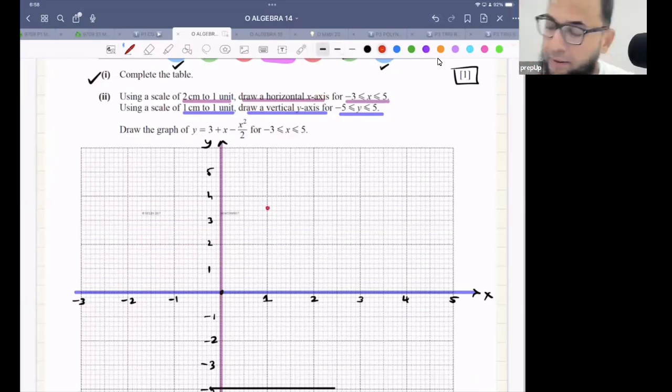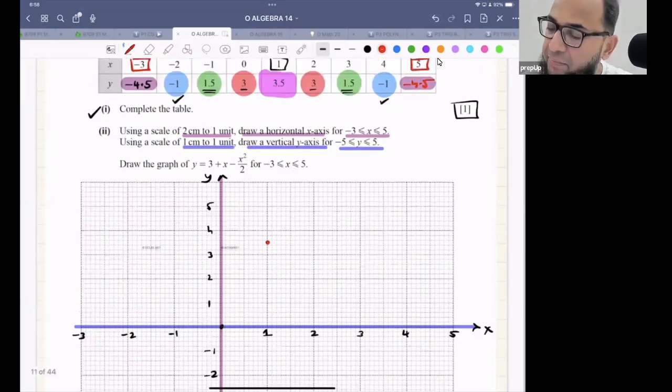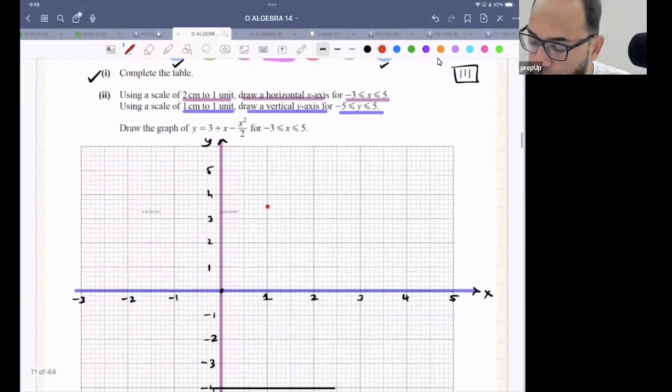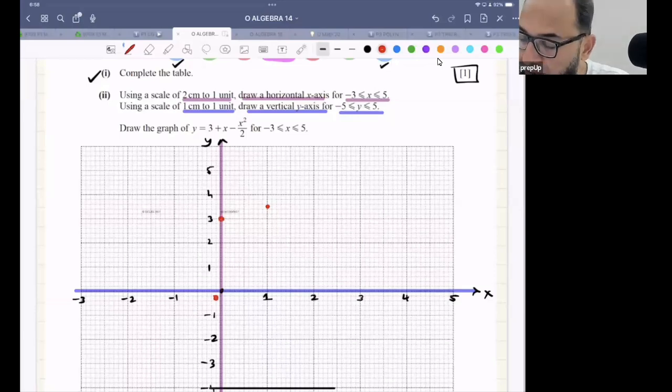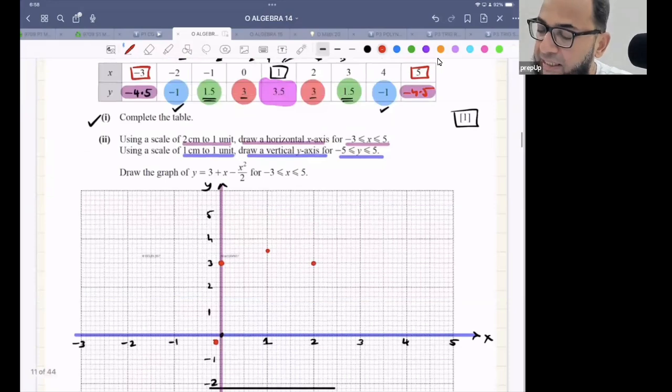Okay. And then 0 is giving me 3, 2 is giving me 3. Do you see the symmetry right over here? And then -1 is giving me 1.5. So this is 1. And 3 is giving me 1.5.